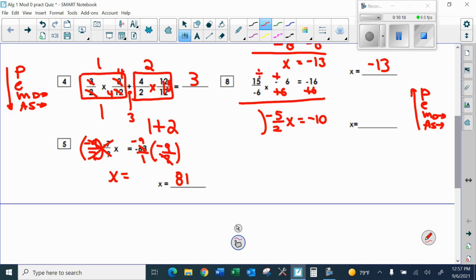Now I'm going to multiply by the reciprocal, negative 2/5. Those all cancel out to 1x, and 5 goes to negative 10, negative 2 times. Negative 2 times negative 2 is positive 4.